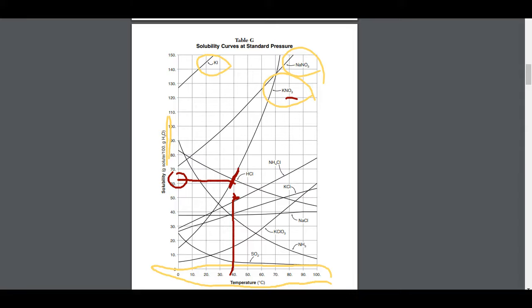The other thing I want to point out is most of these solutes, as the temperature increases, you can add more, an increase in solubility. However, there are a few solutes here that decrease in solubility. One of them is here, HCl, another one SO2, and another one NH3 known as ammonia. They're decreasing with an increase in temperature because they are gases. Gases are less soluble in water at higher temperatures, but solids are more soluble in water at higher temperatures.